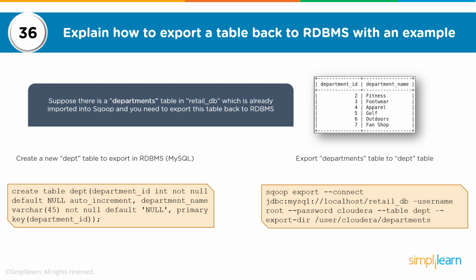How to export a table back to RDBMS? For this, we need the data in a directory on HDFS. For example, there is a departments table in the retail database, which is already imported using Sqoop, and you need to export this table back to RDBMS. This is the content of the table. Now create a new departments table in RDBMS. I could create a table specifying the column names, whether each supports null or not, and a primary key column, which is always recommended.